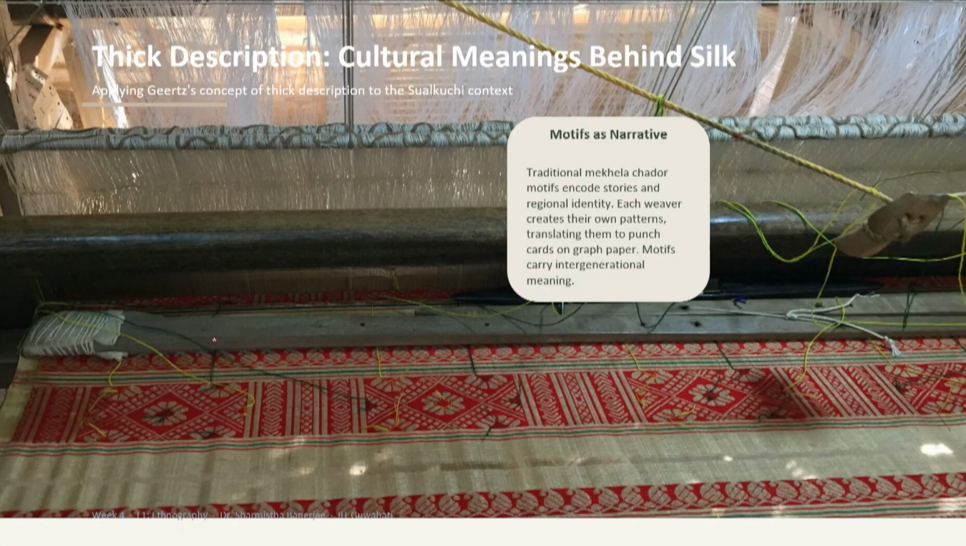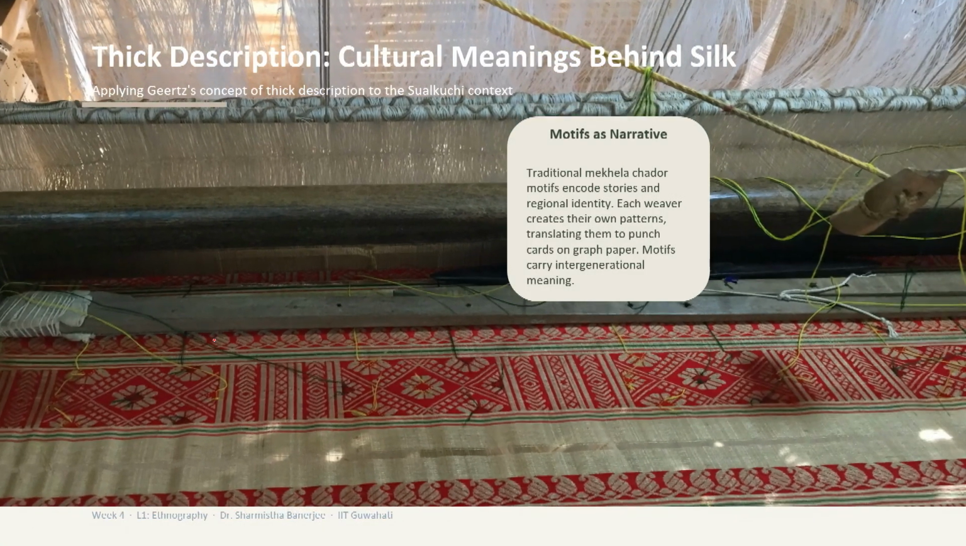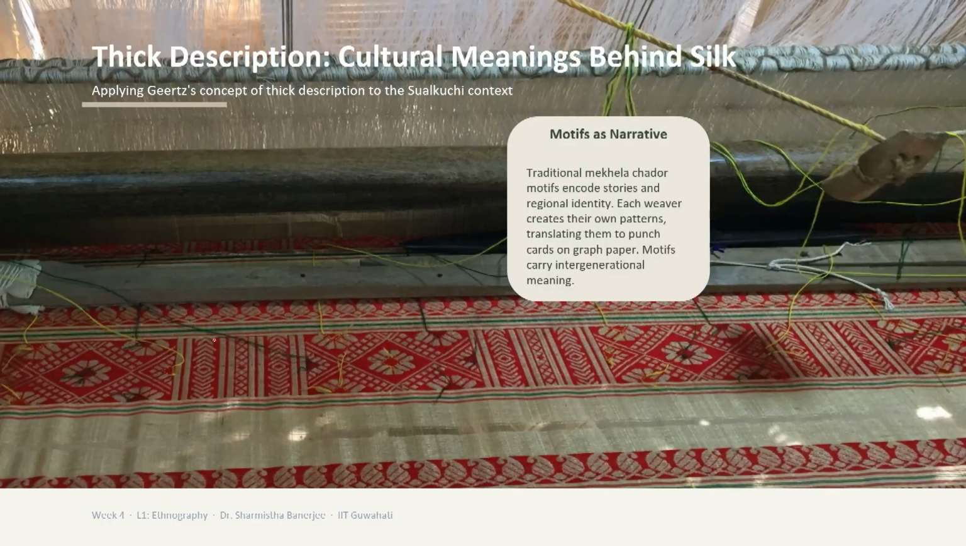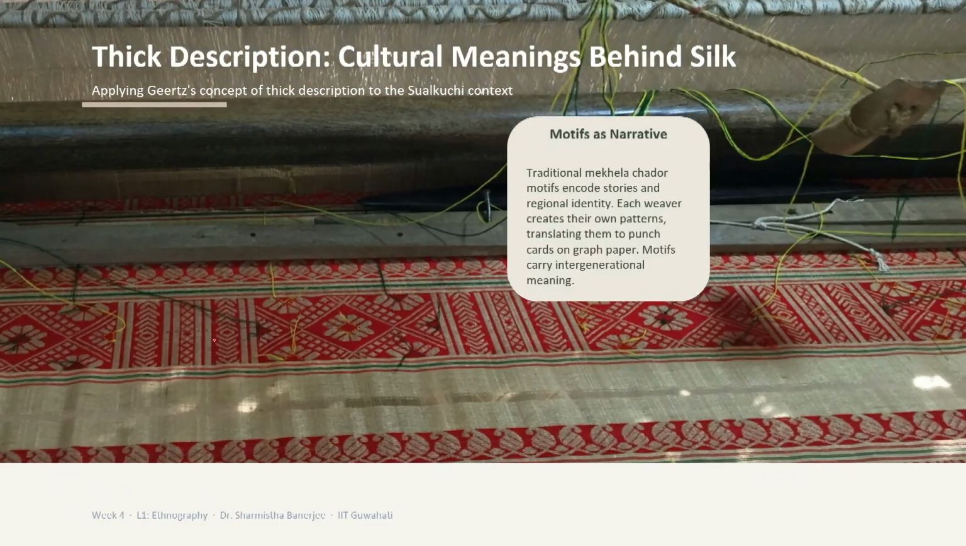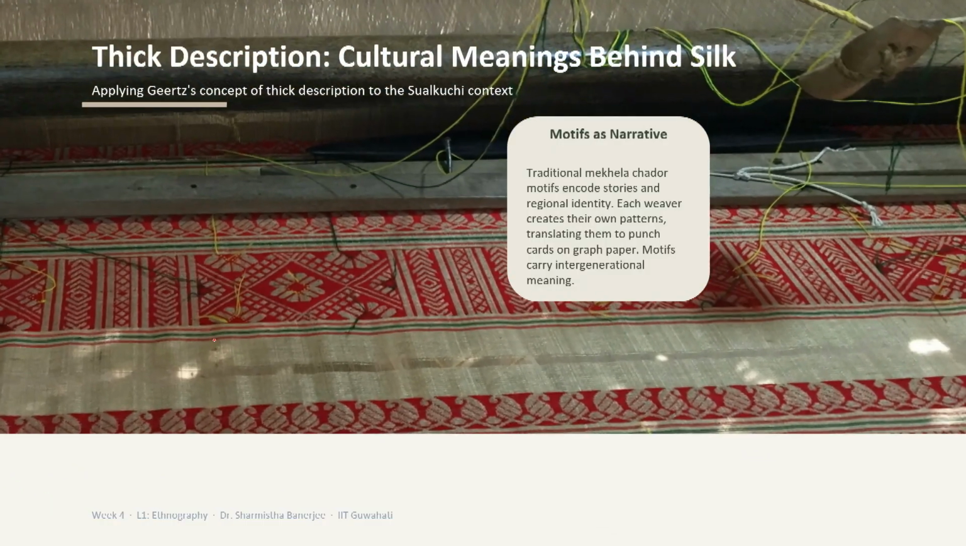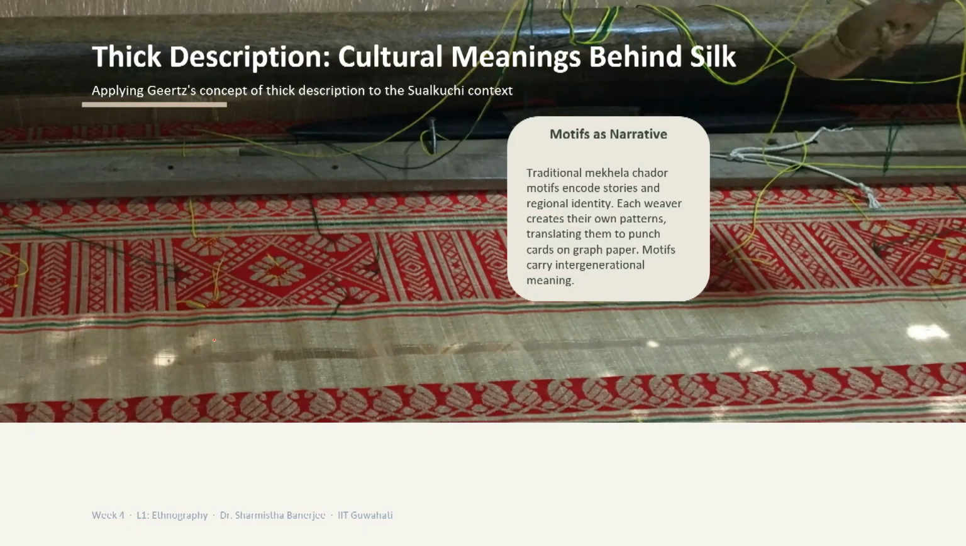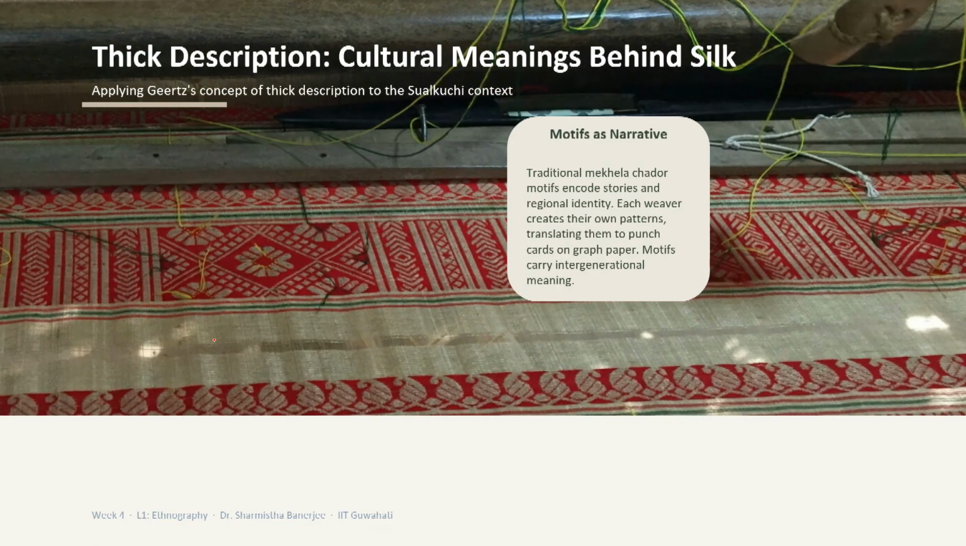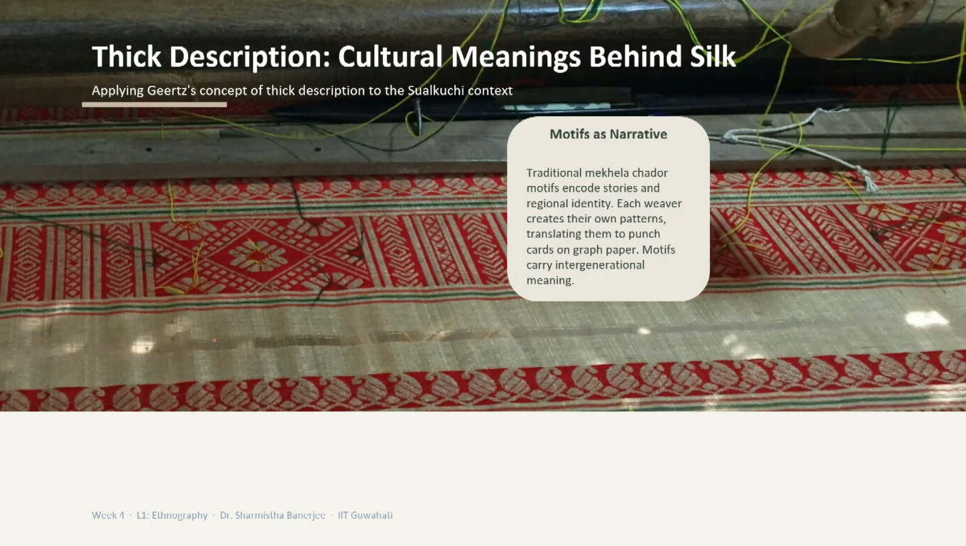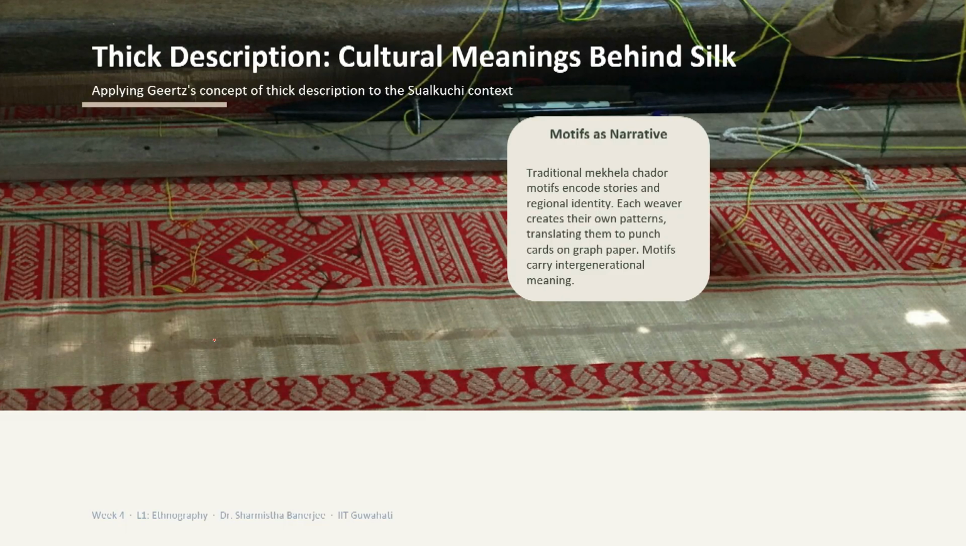Now understanding the motifs. The motifs also have their own stories. The traditional Mekhla Chadar motifs include stories and regional identities. There are different parts, different tribes in Assam, and these motifs come from different tribes, different time zones, and they all have their identity. There are certain motifs which can be used in certain parts of the garment and cannot be used in other parts of the garment.